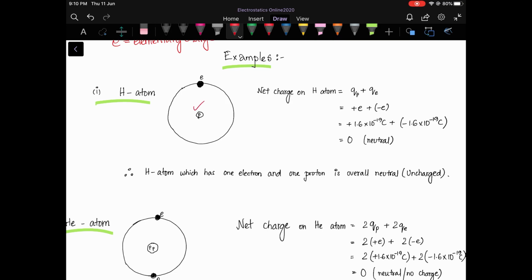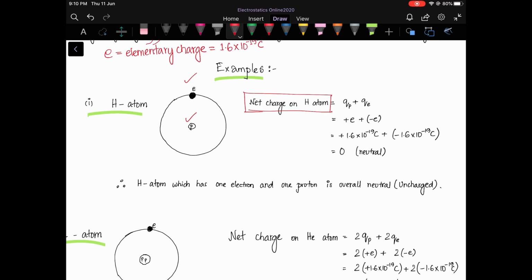You know it has one proton, it has one electron. So to calculate the net charge on hydrogen atom, we can calculate the net mass. As you can see, I'll just simply add the mass of electron with the mass of proton, and I must get the total mass of your hydrogen atom.